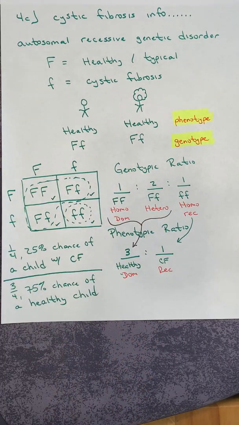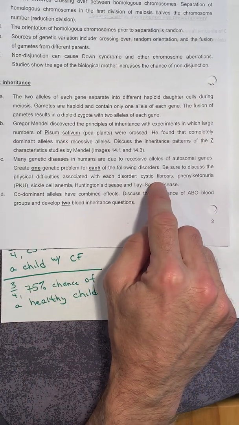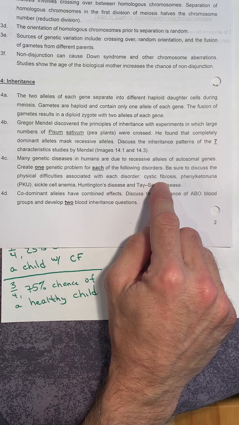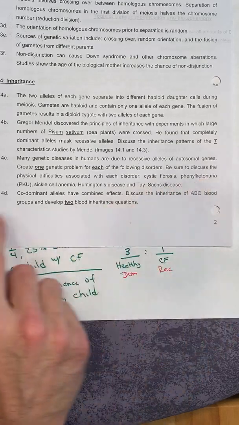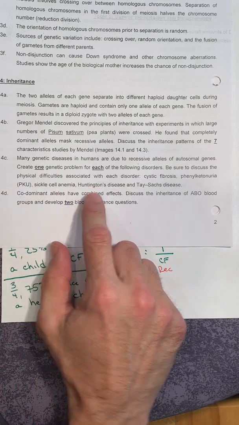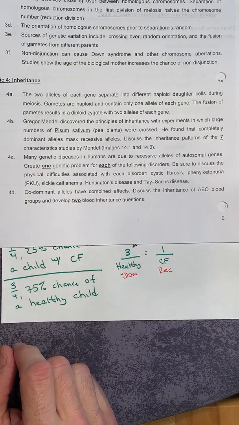to this couple. All right, so this is the sample problem for cystic fibrosis, and you're actually going to end up creating 5 different problems. One for cystic fibrosis, one for PKU, one for sickle cell, one for Huntington's, and one for Tay-Sachs, for a total of 5 questions for question 4C.